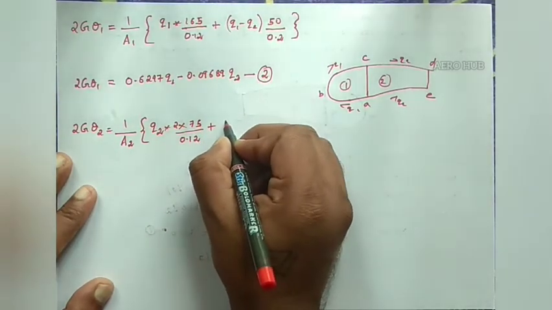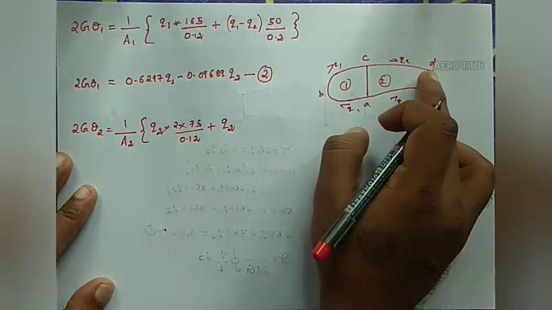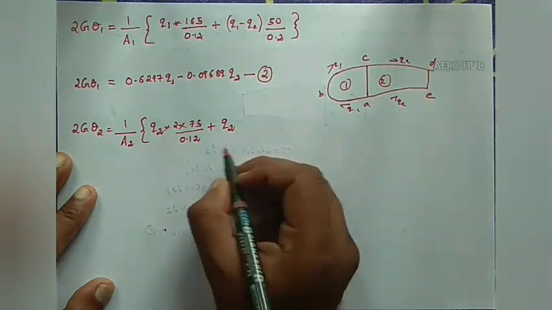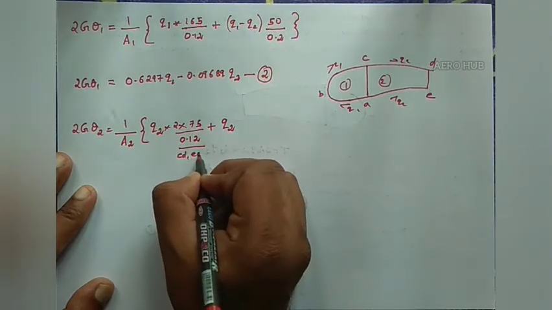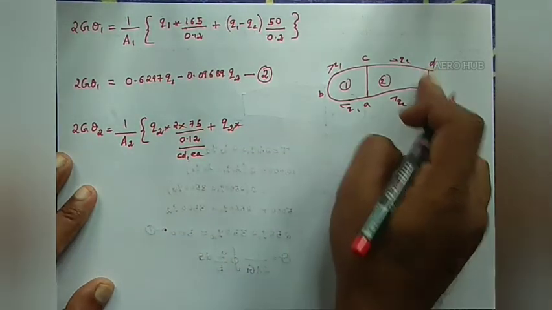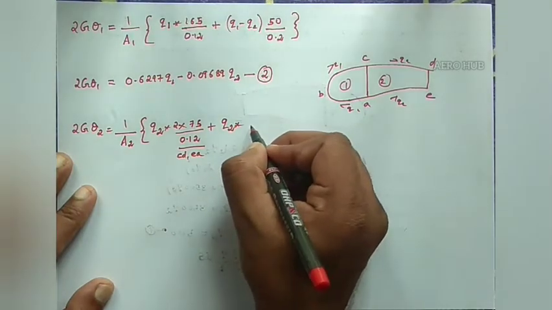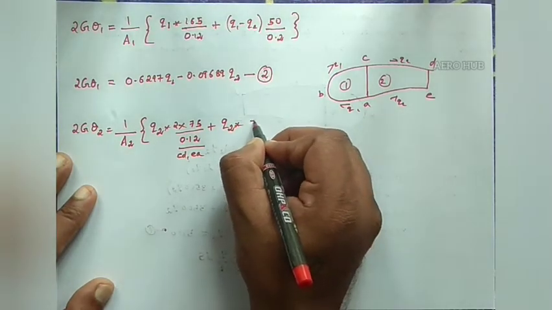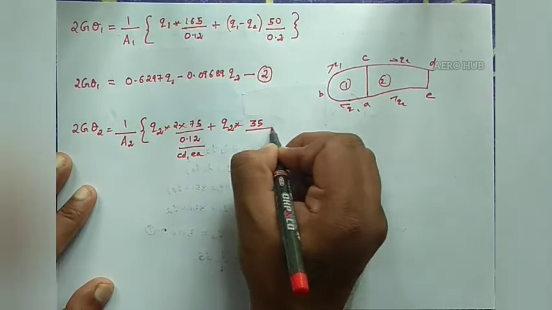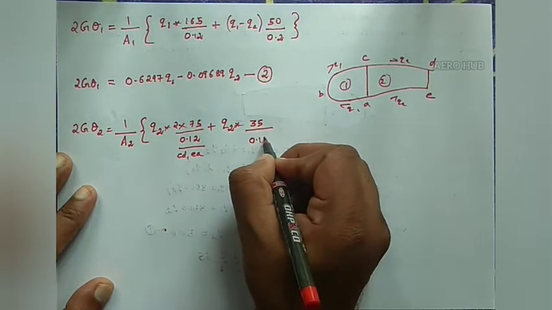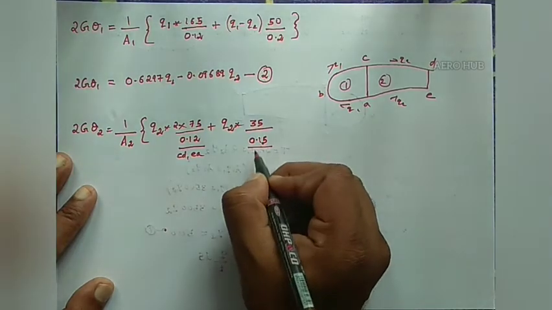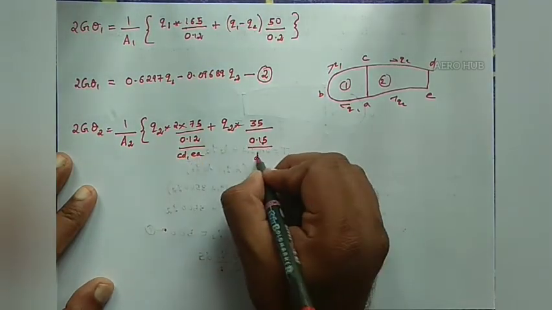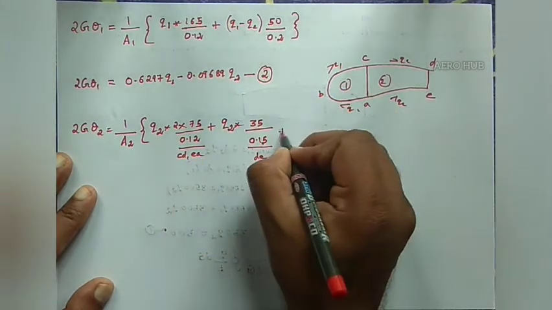Plus, again we have to consider Q2 for this web DE. This is for CD and EA. Q2 into, for DE, the length is given as 35 and the thickness is given as 0.15. Okay, so we completed CD, EA and DE. Then we have a common web AC.